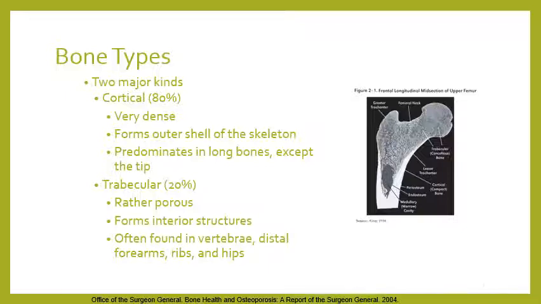The second type of bones are trabecular bones. This accounts for about 20% of the bones in the body. These bones are rather porous. They form the interior structures of the bones, and they're found in the vertebrae, distal forearms, ribs, and hips. The trabecular portion of the bone provides strength and integrity.